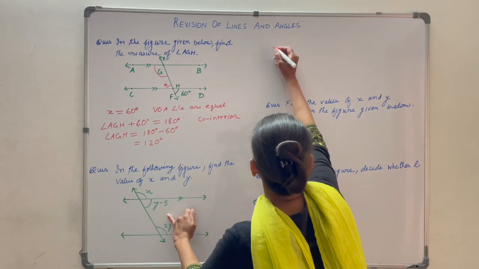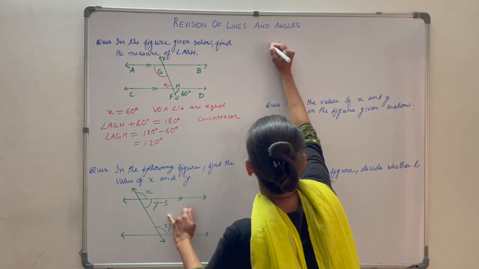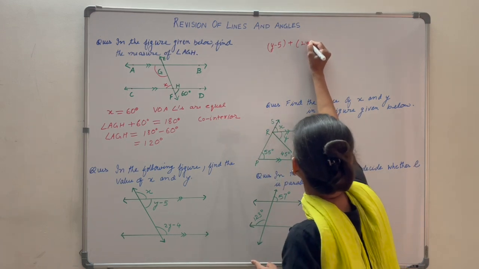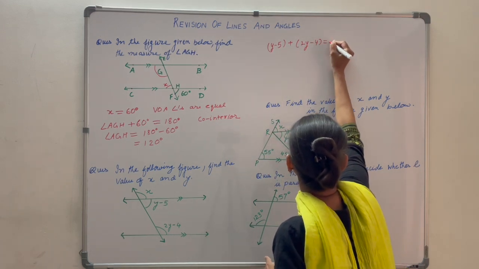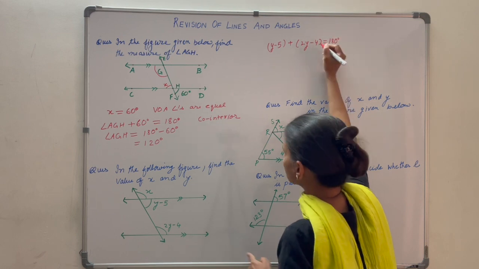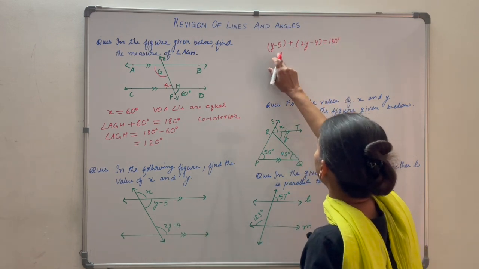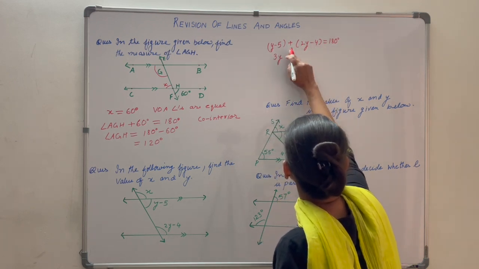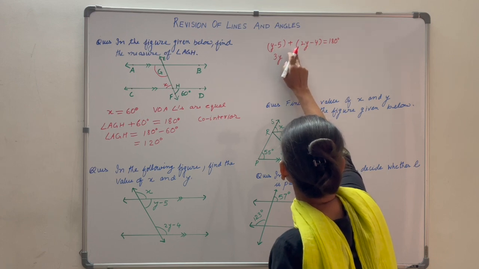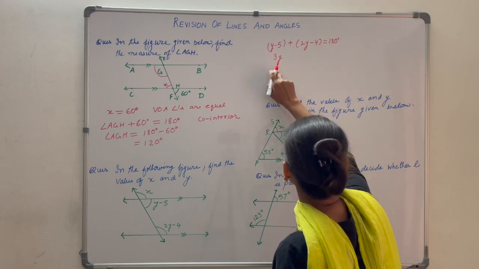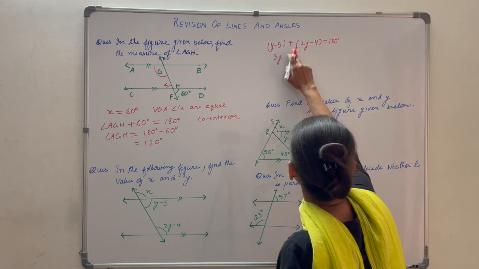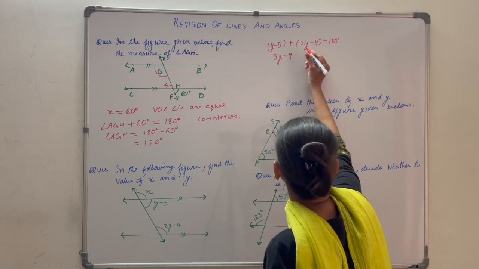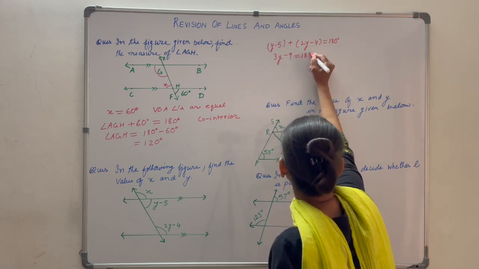So y minus 5 plus 2y minus 4 is equal to 180 degrees. Reason is co-interior angles. So y plus 2y is 3y. Minus 5 minus 4, minus 5 plus minus 4 is minus 9. So 3y minus 9 equals 180 degrees.